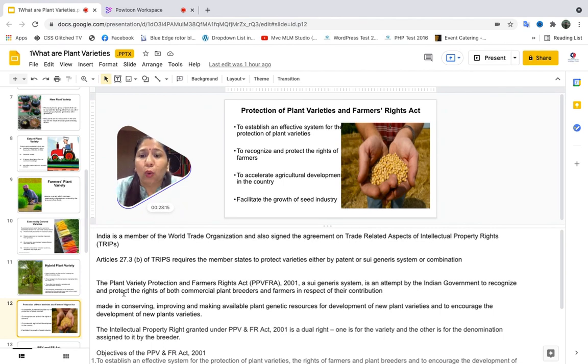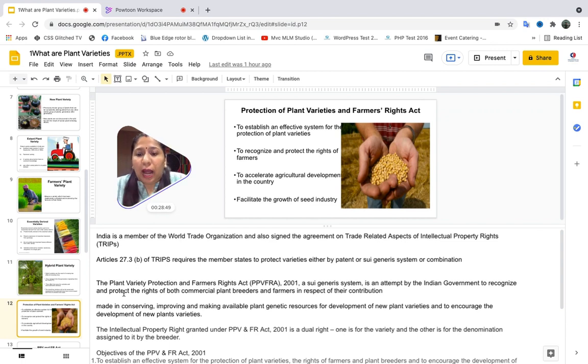Now we know India is a member of WTO, that is World Trade Organization, and India has also signed the agreement on TRIPS, that is trade related aspects of intellectual property. An article in TRIPS requires its member states, requires India, to protect plant varieties either by patent or by a sui generis system or by a combination of both. So India opted for a sui generis system. India opted for a completely new system for the protection of its plant varieties.